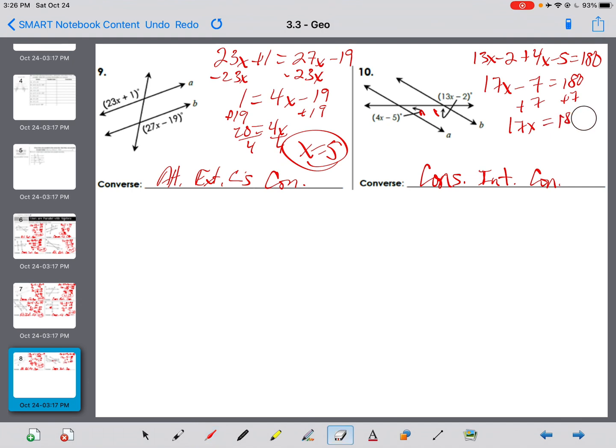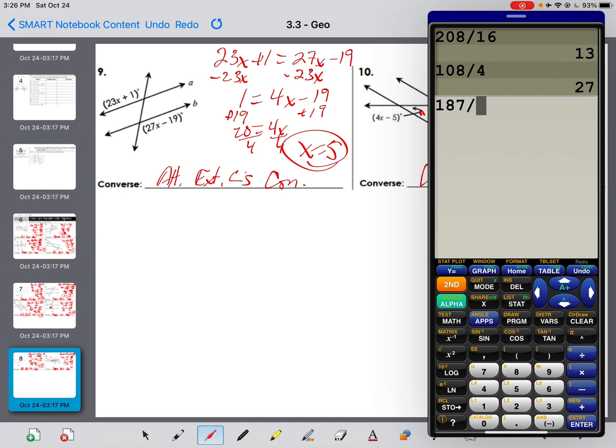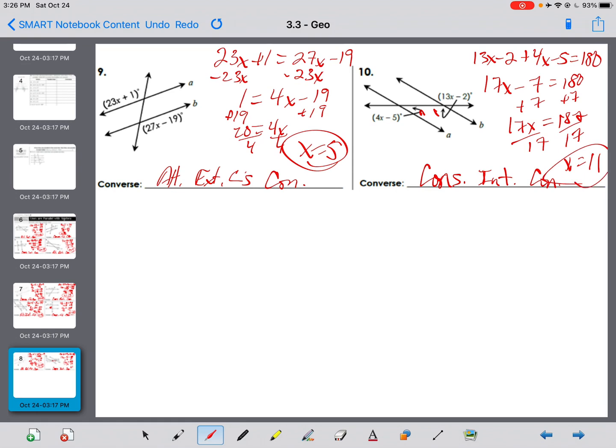17x equals 187. Oh, forgot to add the 7. 187 divided by 17. It does. 11 times. And that's all you got to do it with algebra. You're just solving for the x that makes it to where they're parallel, makes the statement true that if these things are congruent, then these lines are parallel.